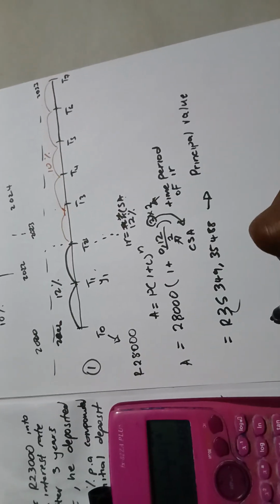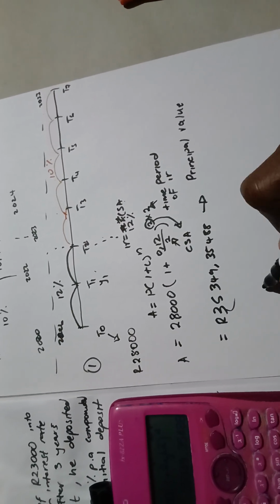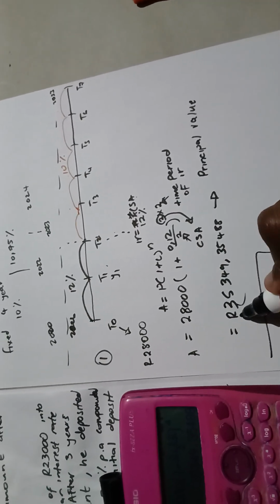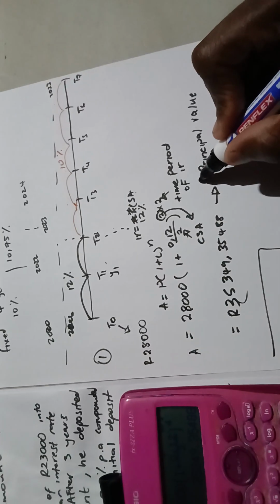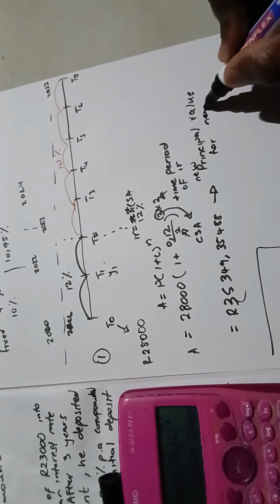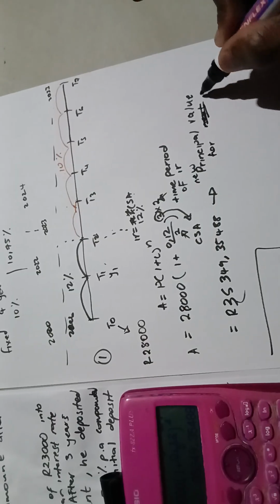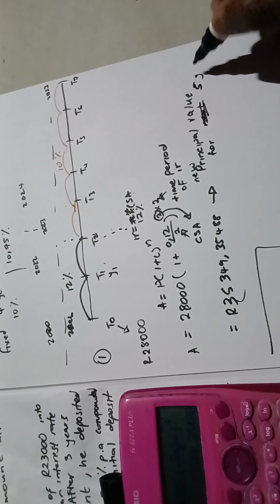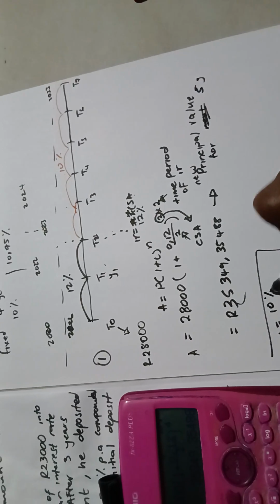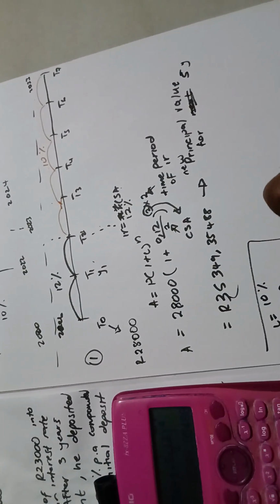So now this is our new principal value for the 5 years remaining interest rate. The interest rate here will be 10% compounded quarterly, which is 0.1.